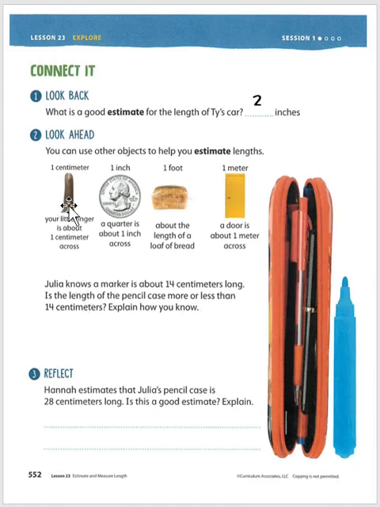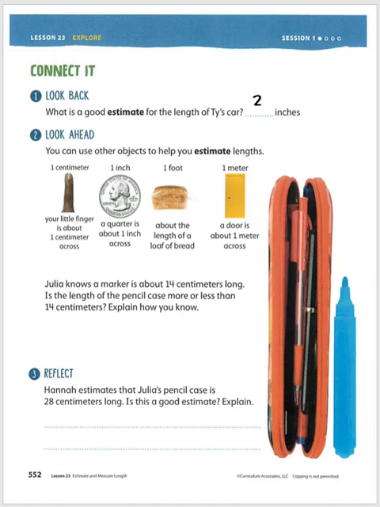1 centimeter is kind of like your finger. So if you put your finger out, it's about the length of 1 centimeter. 1 inch is about a quarter. 1 foot is about the length of a loaf of bread. And a door is about 1 meter across. So across it is about 1 meter.